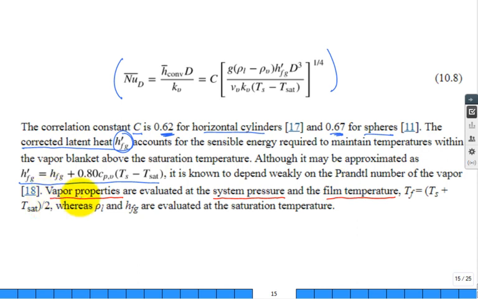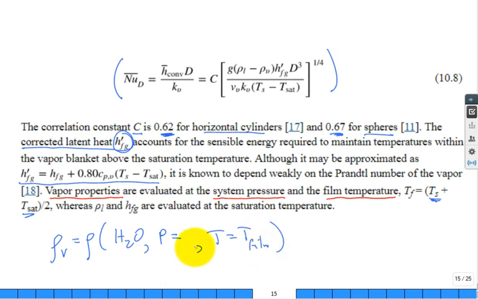This sentence right here, though. Vapor properties are evaluated at the system pressure and film temperature. So not at the saturation temperature of the fluid, but at the film temperature, which is Ts plus Tsat divided by 2. So if I wanted to calculate, let's say, rho of the vapor, I have to look for the density of the water or whatever fluid that I have at a given pressure and at a given temperature. The temperature is the film temperature. What is the pressure that I need to evaluate that vapor density at? At the system pressure. Okay, what do they mean by the system pressure?